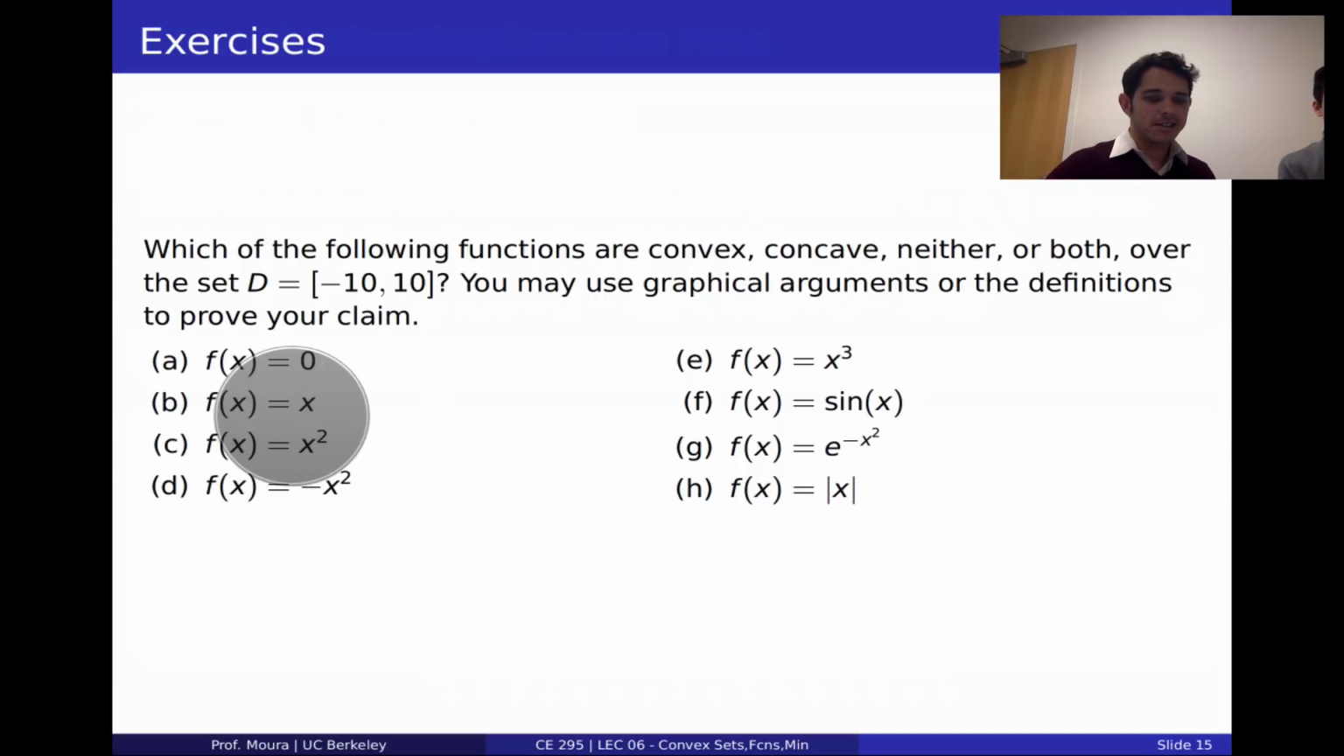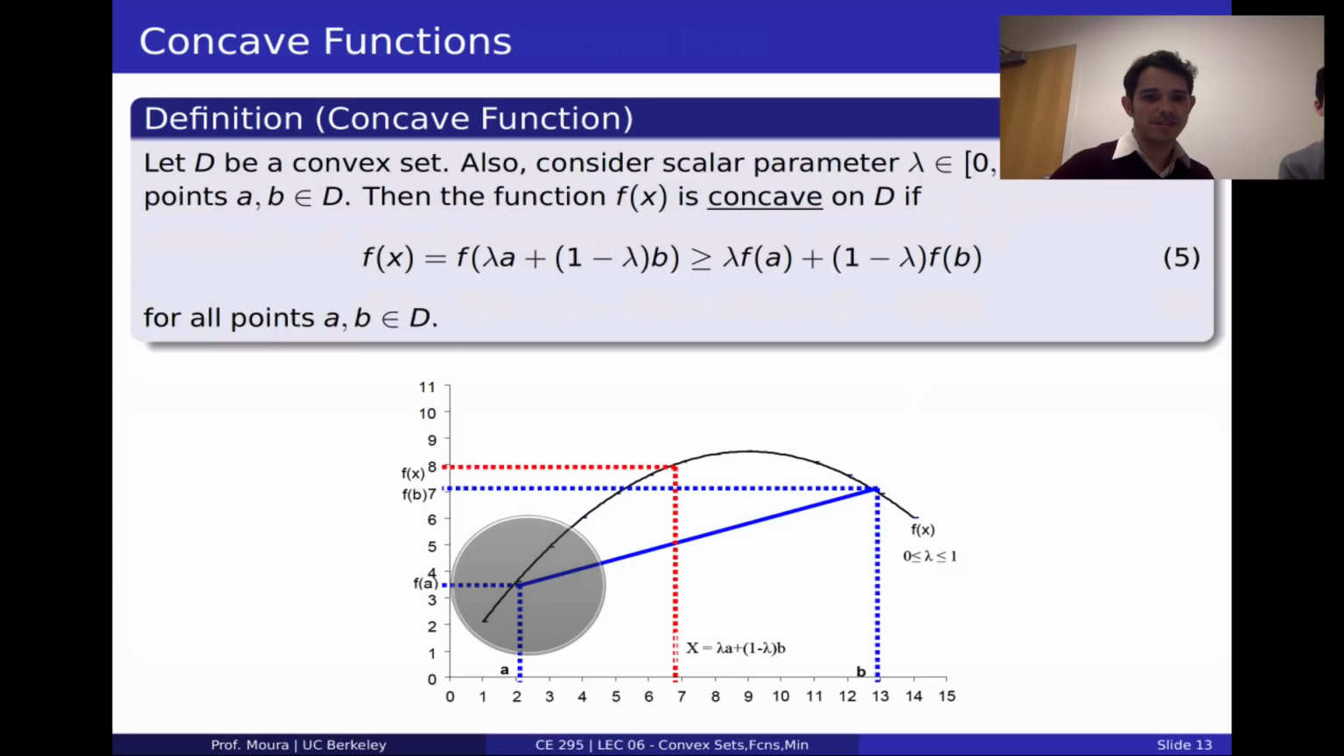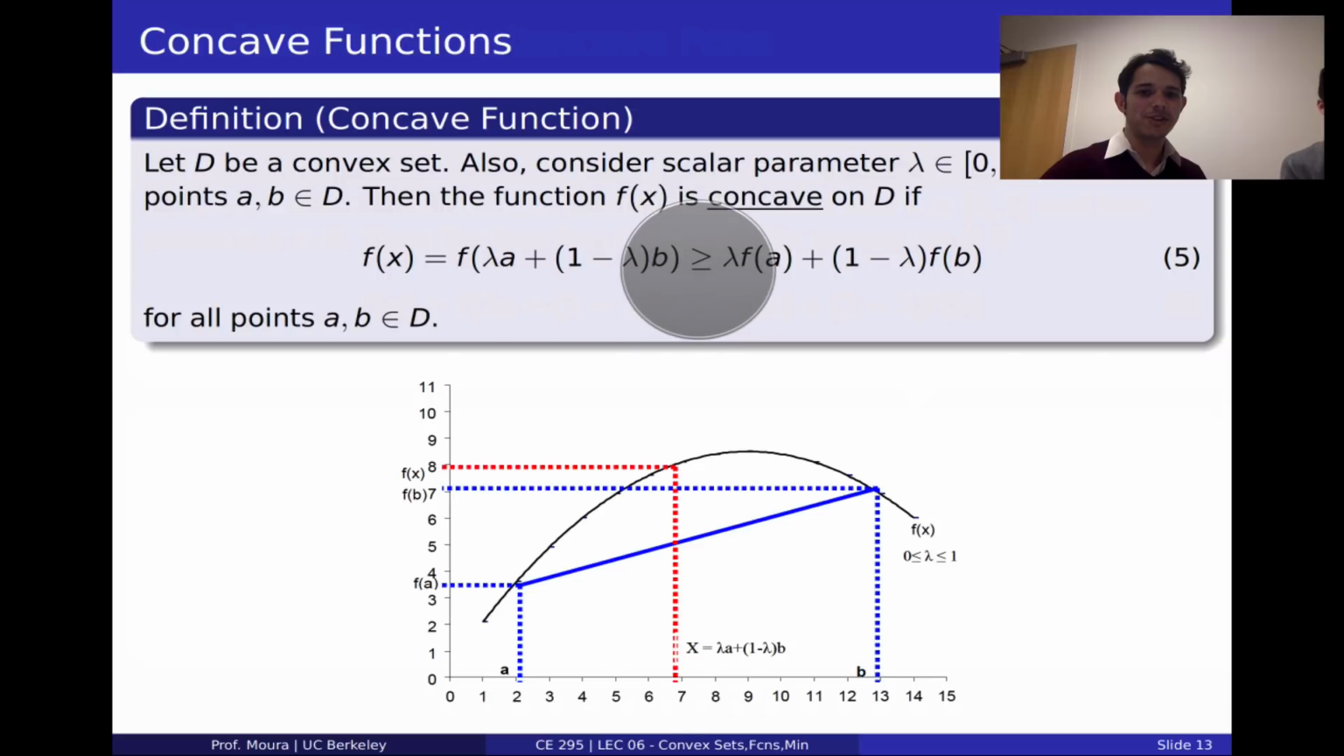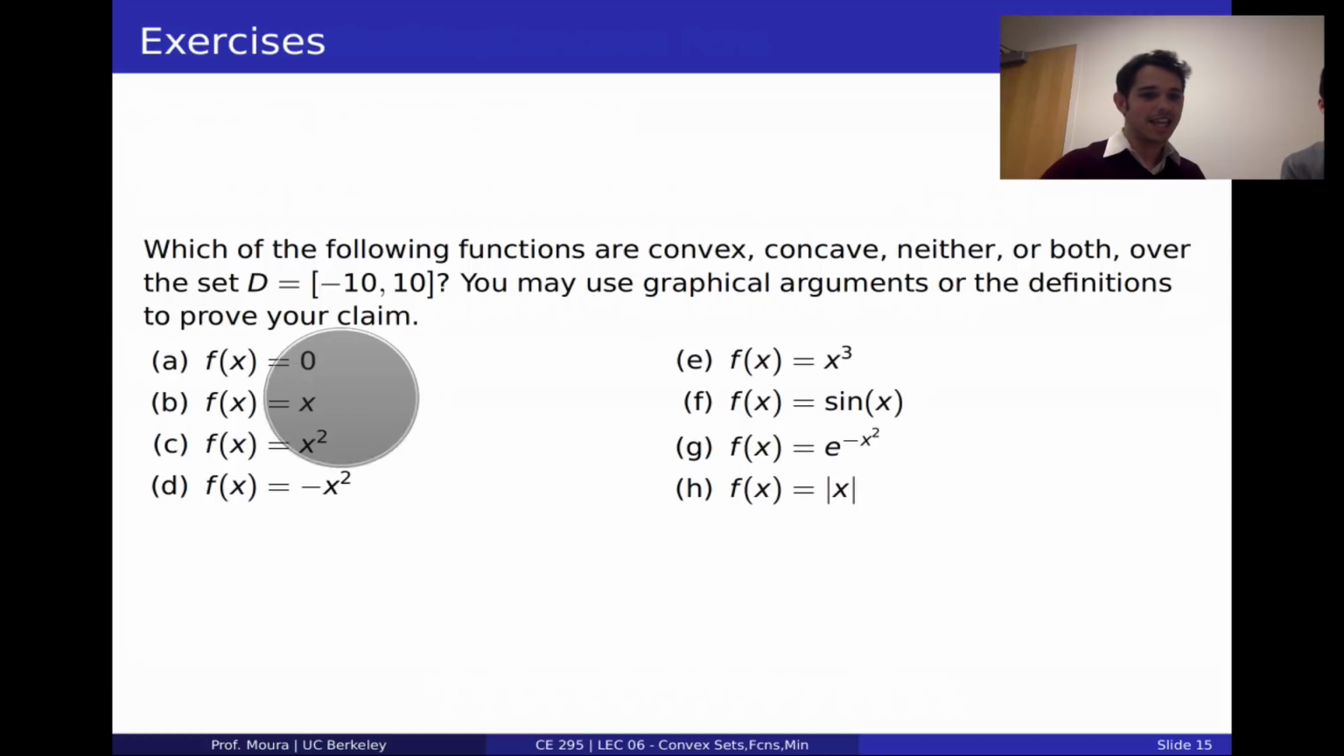So say the same for b. So b is a linear function of x, and we can use graphical arguments. In fact, we were discussing linear functions before. f of x equals x is an example of that. And it's clear to see from graphical arguments that that's going to satisfy both the definitions for convex and concave functions. You can see, actually, the only way that the definitions for convex and concave functions can be satisfied simultaneously is if it's satisfied with equality always. Mm-hmm. And that is indeed the case for linear and actually affine functions also. Mm-hmm. Okay, how about C?